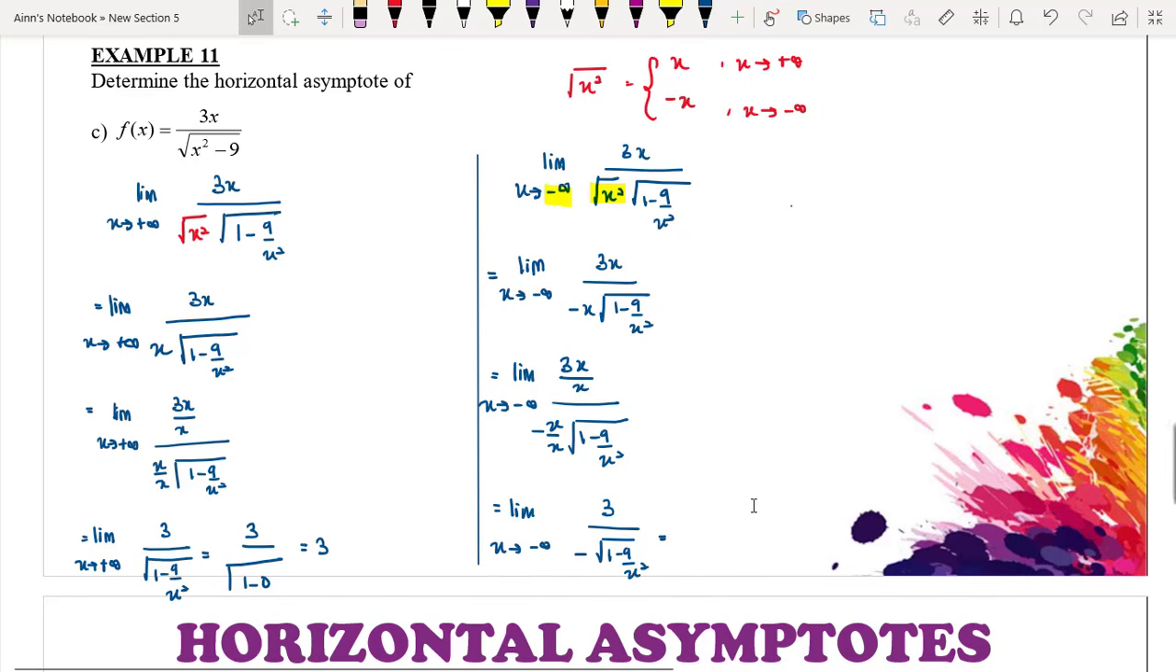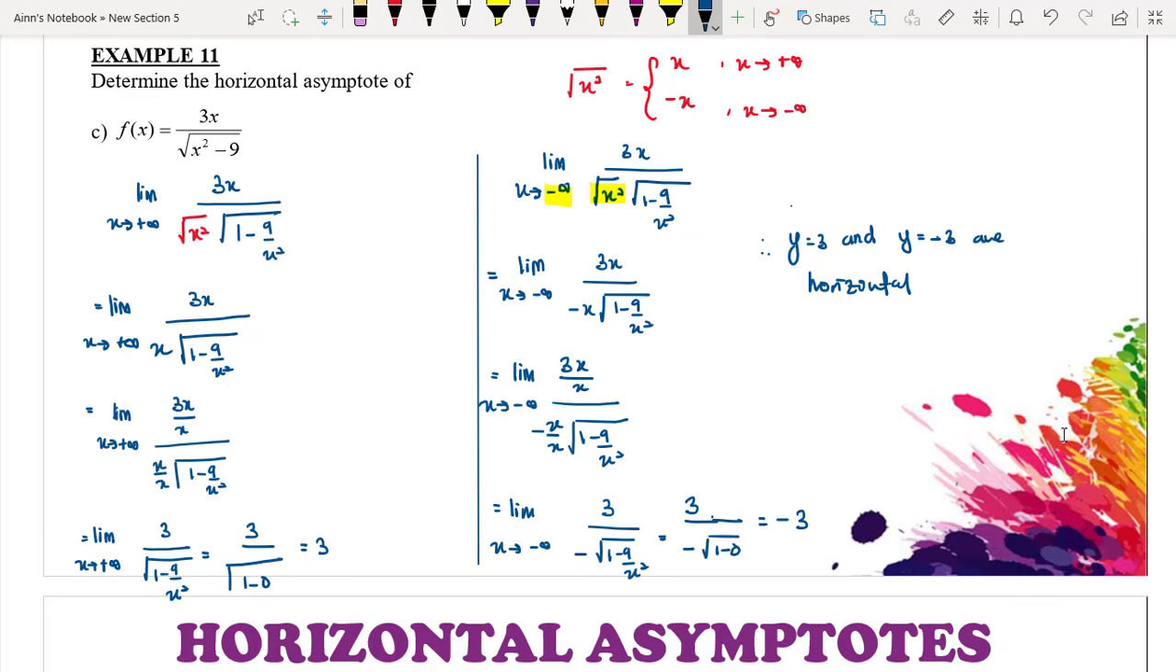Again, substituting infinity, we'll get 3 over negative the square root of 1 minus 0. So your final answer will be 3 over negative square root of 1, which is negative 3. Now we have both the limit as x approaches positive infinity and the limit as x approaches negative infinity. So we can conclude that y equals 3 and y equals negative 3 are the horizontal asymptotes.